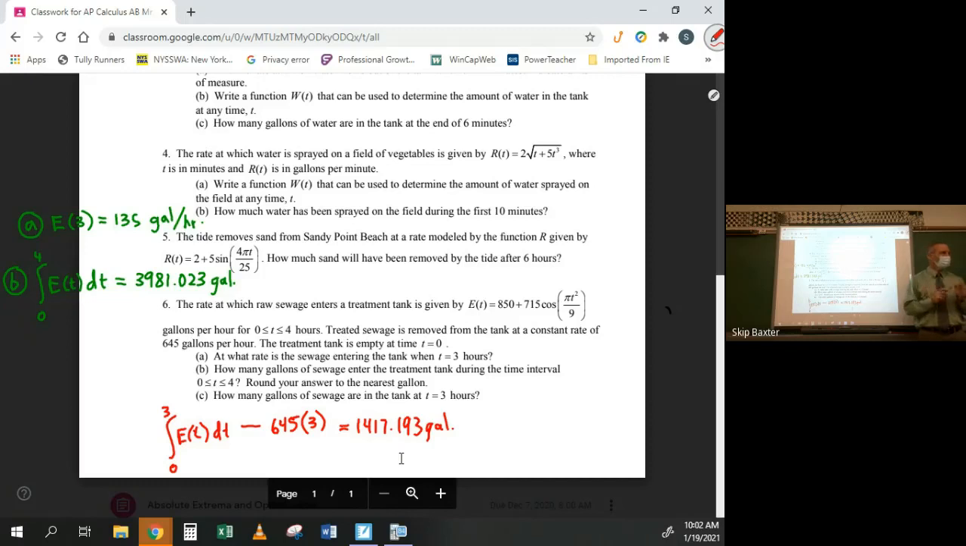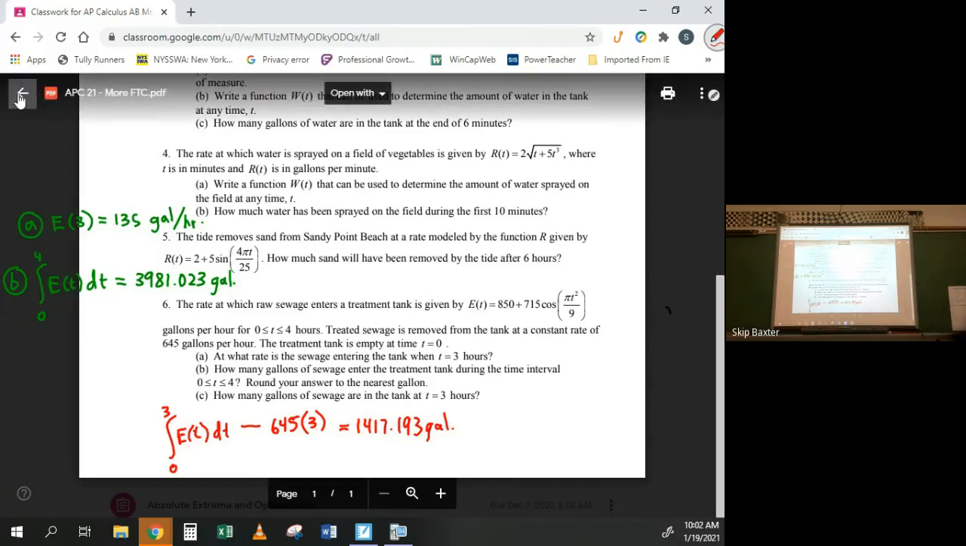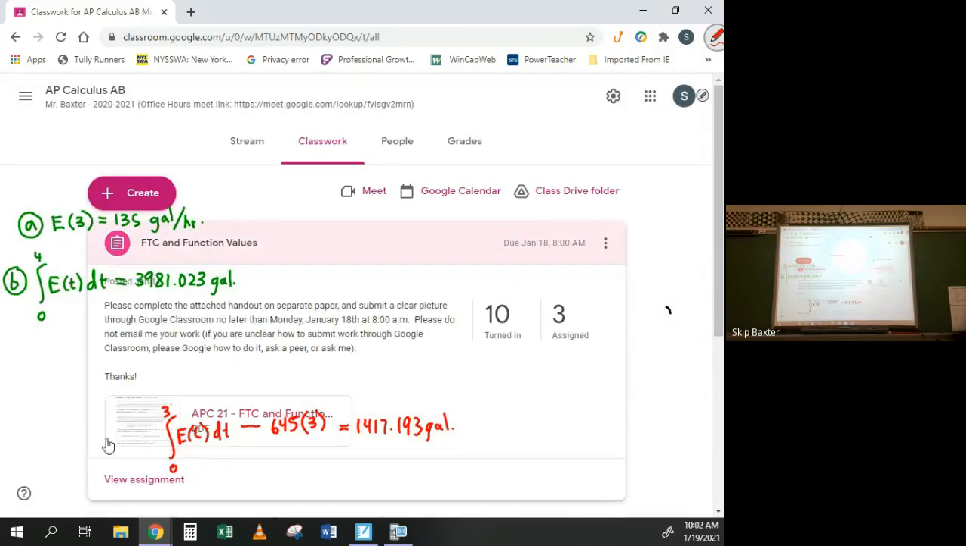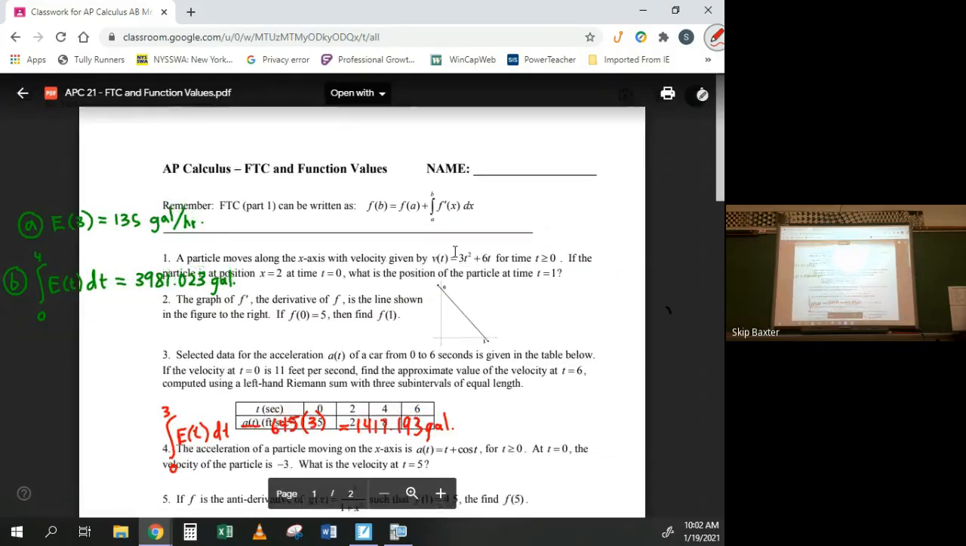Okay, what else? Yeah. Could we quickly go over FTC function values? Sure. Number 8.